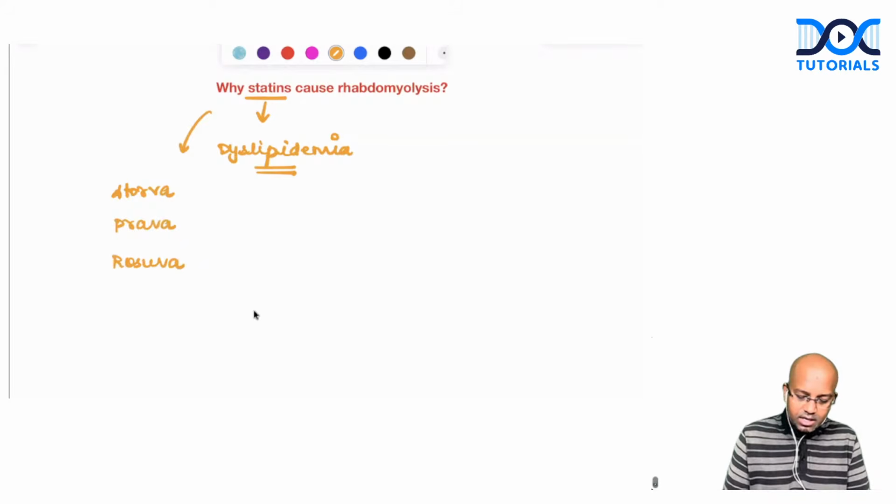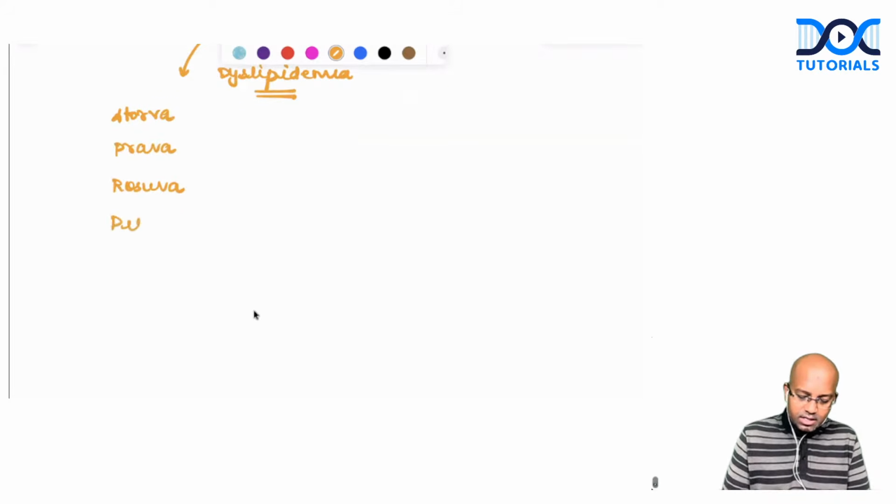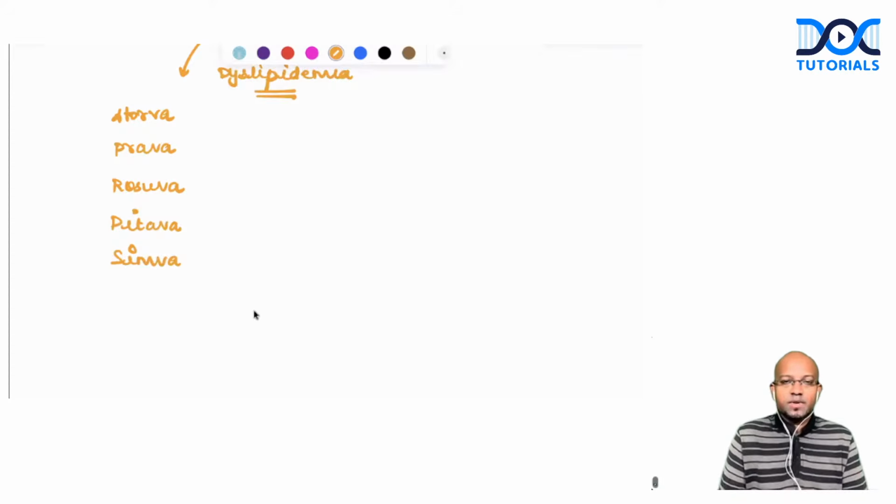rosuvastatin, pitavastatin, simvastatin. Lots of drugs are there, even apart from this list which we have written. But a famous adverse effect. See, usually what we do, it is a very commonly used drug in practice. When a patient is suffering from dyslipidemia, we'll start the patient on atorvastatin or rosuvastatin. Very commonly used drug in clinical practice.